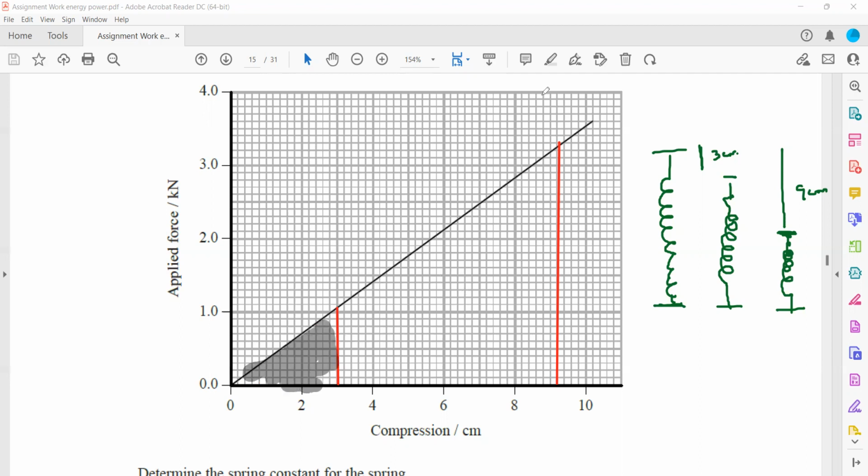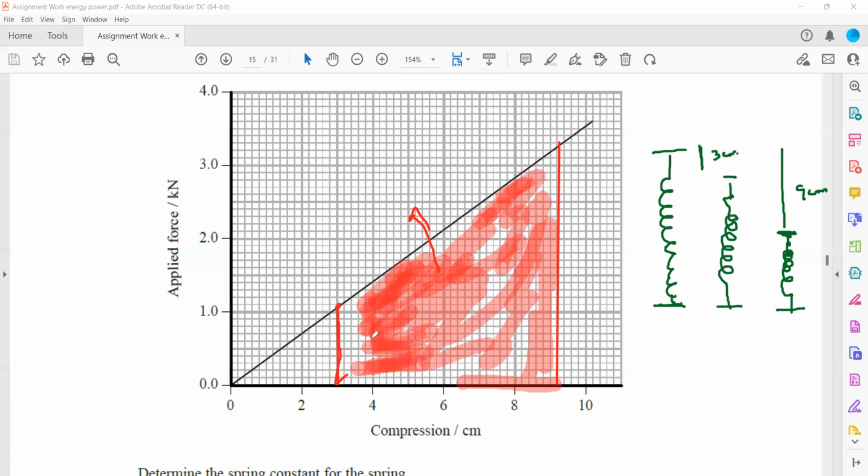This is the new position. So we want how much work is done by the child, so we need only this region from 3 centimeters to 9 centimeters. We just find the area of this part. We don't use this part. We just find the area of this part to know how much energy or work is done by the child as he compresses the spring. Is it clear, this one? And you can use a trapezium here.